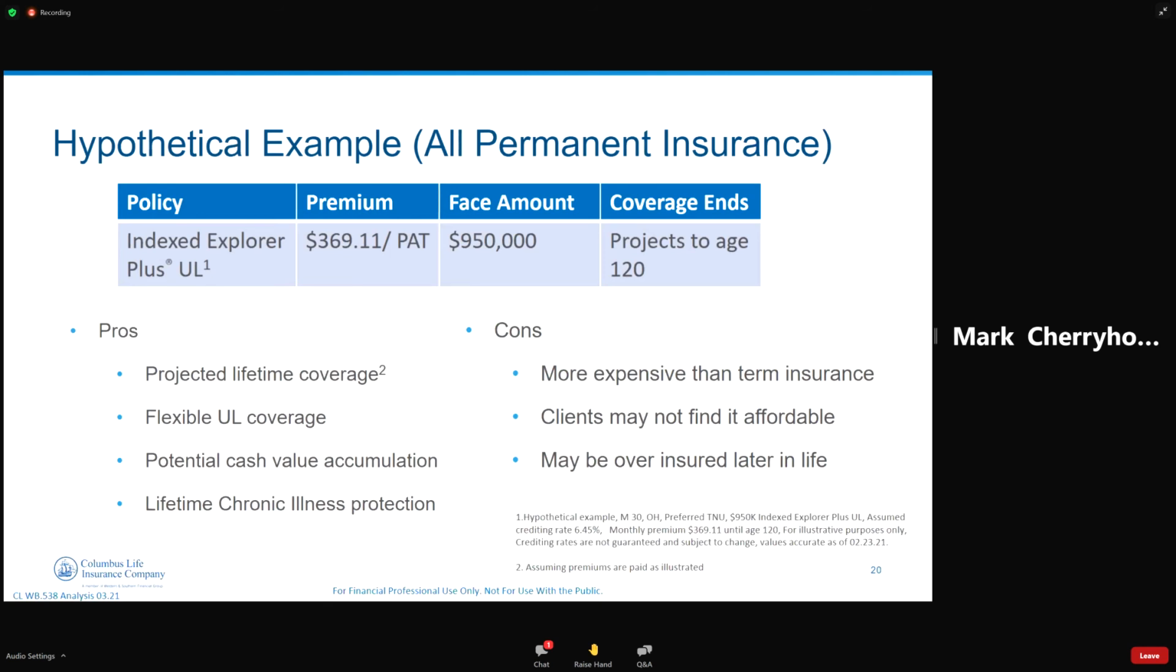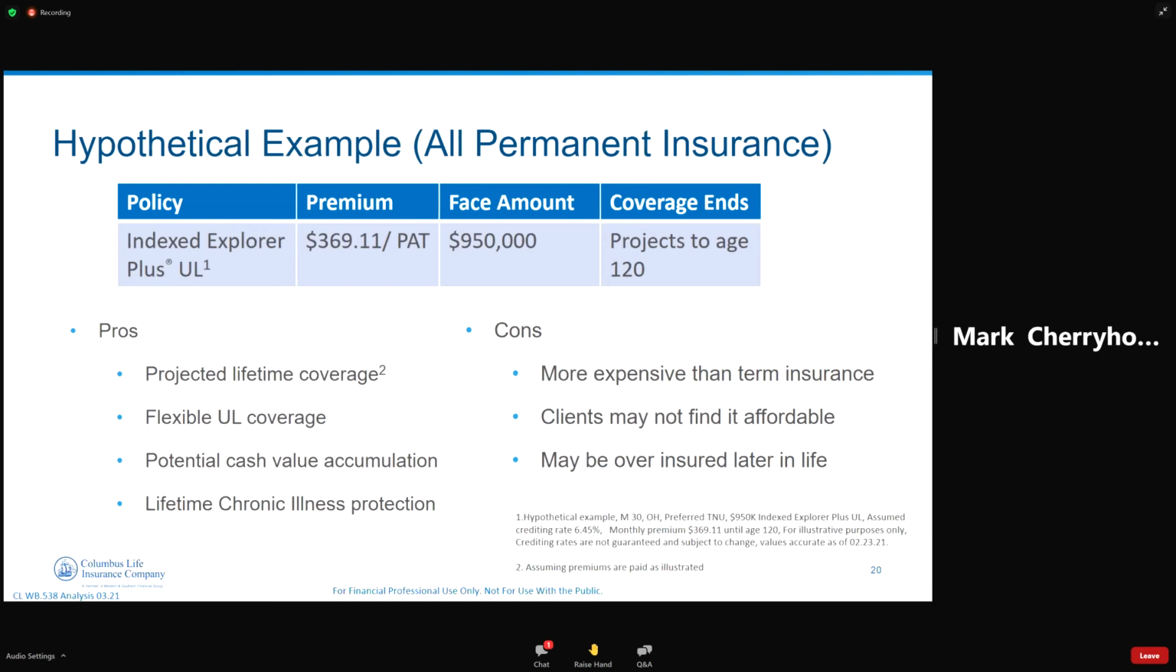Now, we know that this is the most expensive option. And you've got the possibility that he could be overinsured later in his life. He doesn't need $1 million for life. He needs it now, but not forever. Some clients are not going to have any interest in paying this much, $370. That's a lot of money on a monthly basis, especially if you're young and maybe you're not making as much money. However, there are a lot of advantages to the approach.